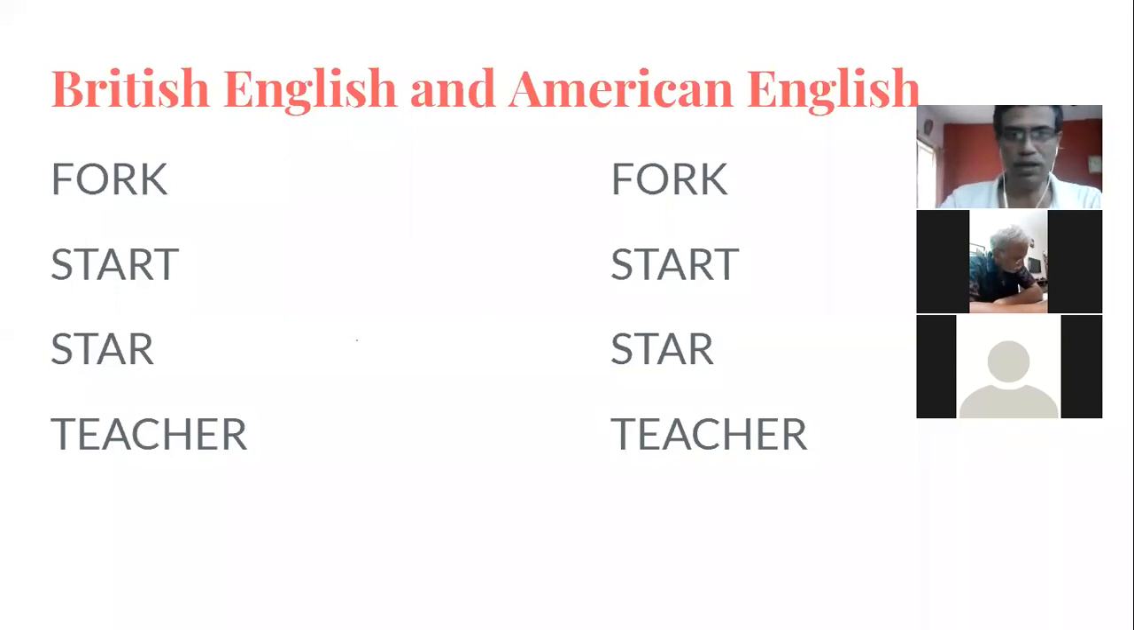For example, fork, start, star, teacher. I keep telling you guys not to pronounce the R there. But in American English, they say fork, start, star, and teacher. But not like the Indian way. If I leave you to pronounce R, what most of you would do is a hard R. No, it's never a hard R in English. It's always a very soft R. I have explained in class how to do a soft R. If you can do a soft R, no problems, but otherwise stick to silent R's.